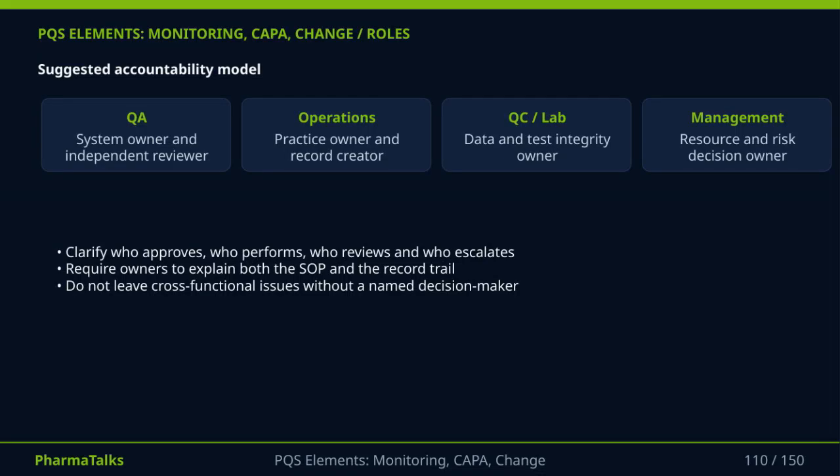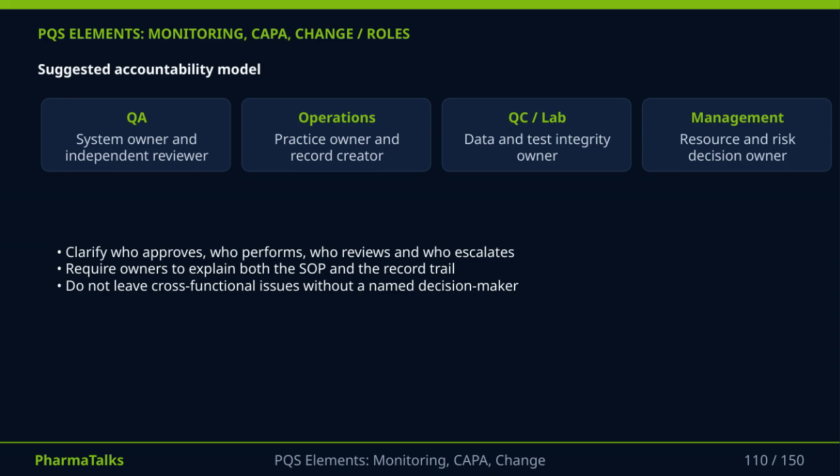On this slide, we're focusing on the key elements of the pharmaceutical quality system, specifically monitoring, CAPA, and change management, along with a suggested accountability model for these processes. It's essential to clearly define roles to ensure smooth operation and effective oversight.